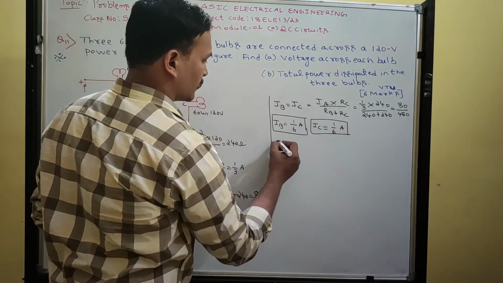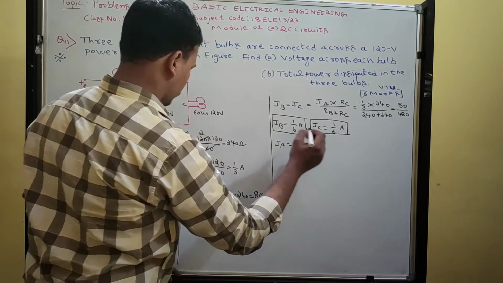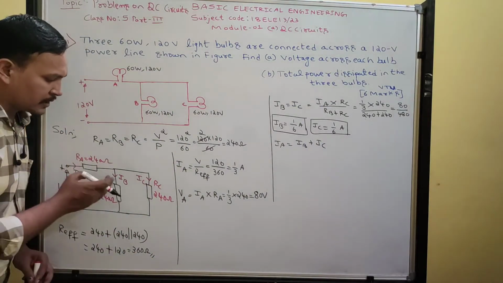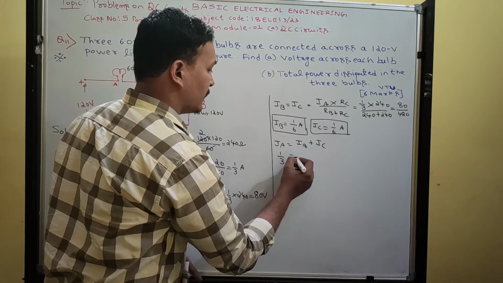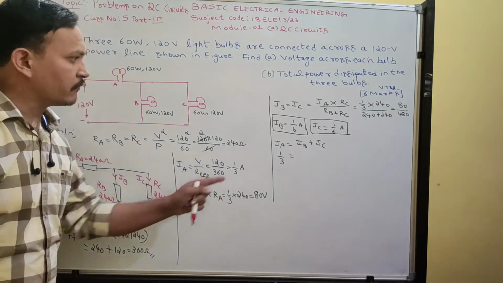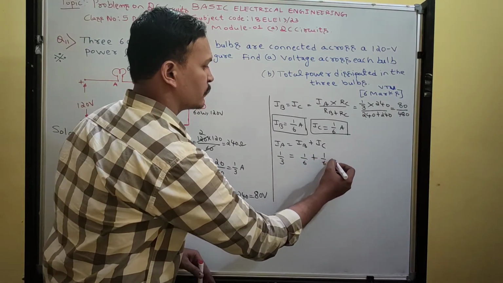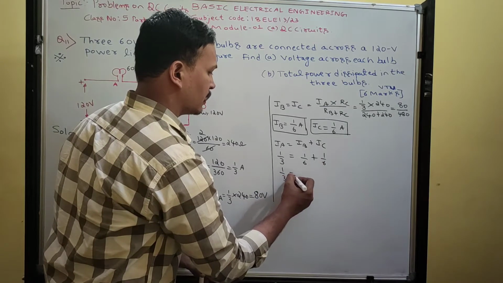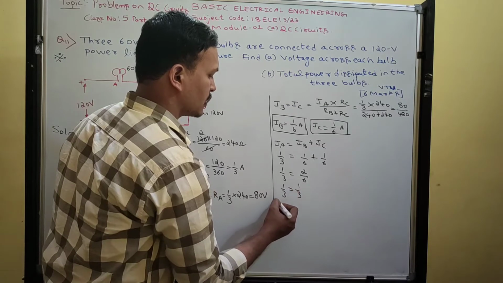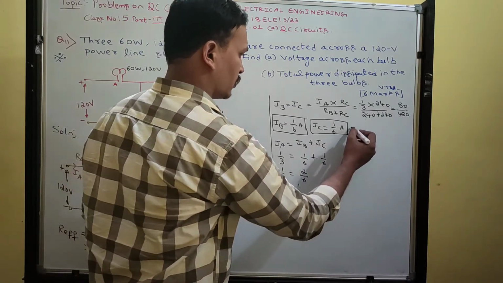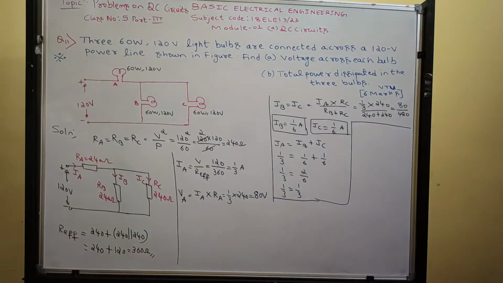Okay, now verification. IA is equal to IB plus IC. So what is the concept in parallel? Supply current is equal to the sum of the branch currents. What is the value of IA? 1 by 3. What is the value for IB? 1 by 6. So 1 by 6 plus 1 by 6. If I simplify that, how much will you get? 2 by 6. What is 2 by 6? 1 by 3. So it is verified. Whatever we learned in the parallel circuit concept, everything is verified.